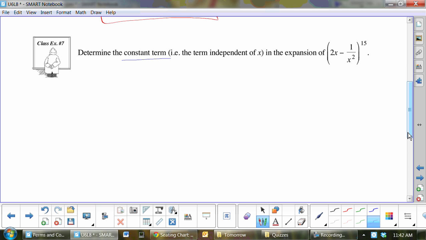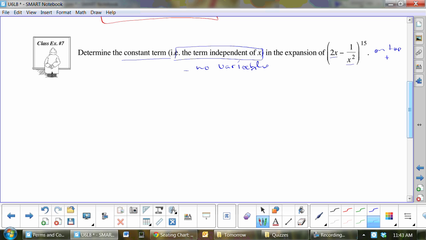What does the constant term mean? It means the term independent of x. So the term that has no variables in it. Now, if you look at all the stuff we've been doing, that's impossible. There's always variables. You're starting with x to like the 15, and you're counting all the way down, and then the other ones are counting up. That's impossible. Well, the only time it'll be possible is when there's an x on the top and an x on the bottom.